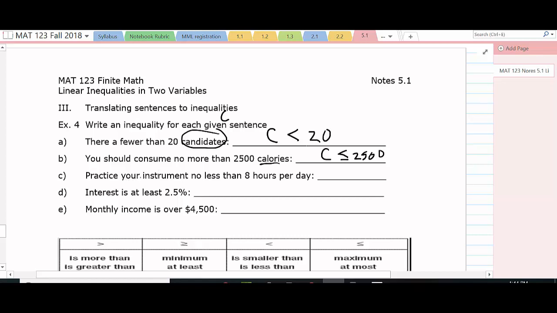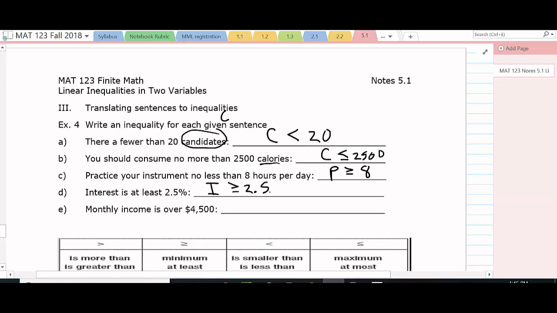This one says practice your instrument no less than 8 days. So I'm going to say P for practice. What do you think on that? No less than 8. Okay, greater than or equal to 8. Okay, that's good. Okay, interest is at least 2.5. What do you think there? Okay, greater than or equal to. It means 2.5 or bigger. Okay, so it would be that.